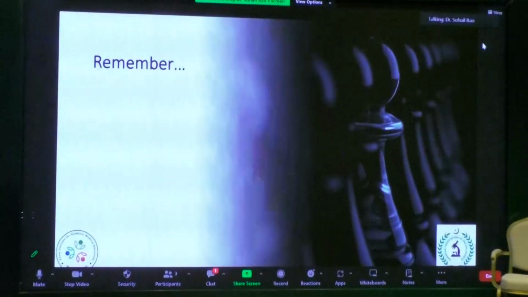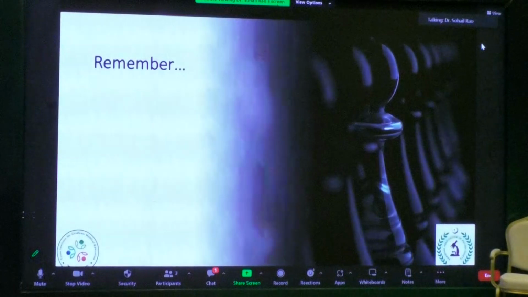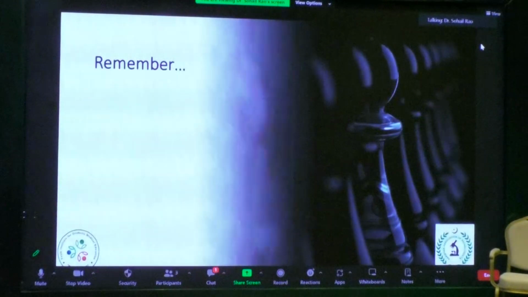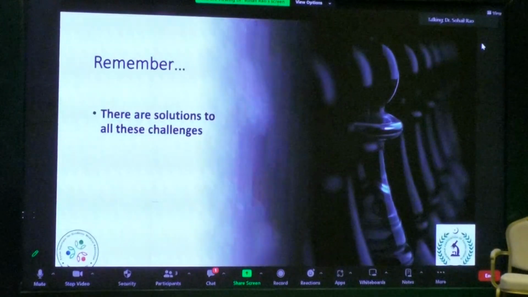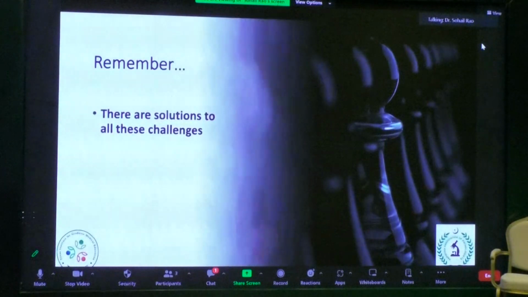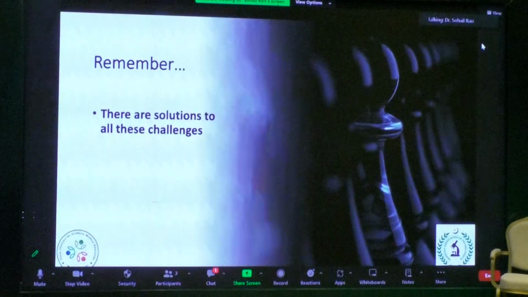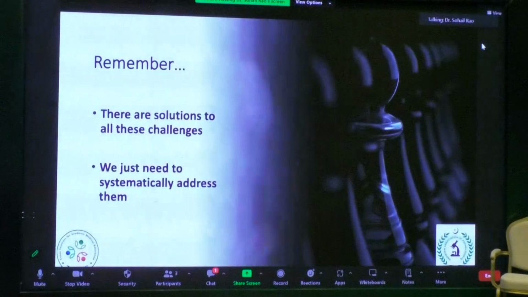So in the end, I would just like to remind myself, more so than the audience, that there are solutions to all these challenges. None of these challenges that I have raised lack a solution. We just need to systematically address them. And that has been one of our biggest hurdles: when we start to address one of the issues, they say, well, this is how we do things in Pakistan.